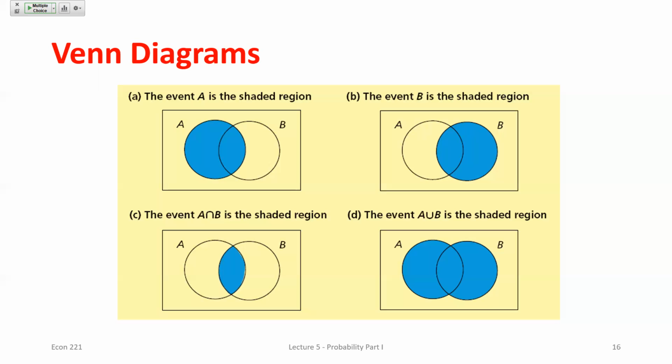If I wanted A union B, or A or B, well, that's just everything that's in circle B and everything that's in circle A, and we don't care if it's just in circle A, just in circle B, or in both. It's every outcome that's in at least one of those circles. So these are some nice visuals of our intersection, our union, and then just the events themselves.